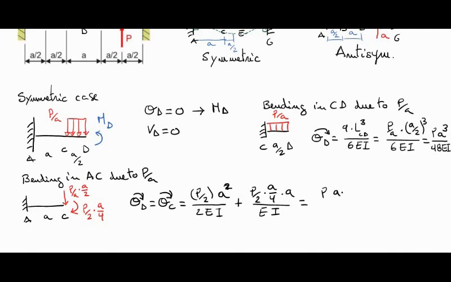And this is equal to PA squared divided by 4EI plus PA squared divided by 8EI, equal to 3 over 8 PA squared divided by EI.